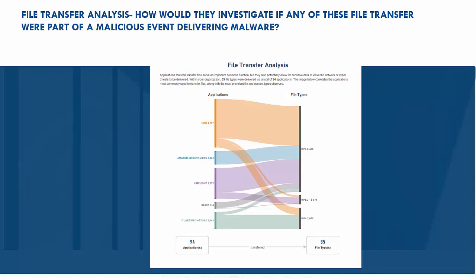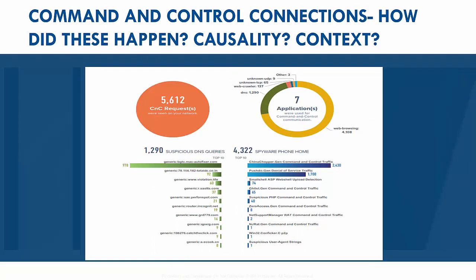So file transfer analysis. In the SLR, we get a view into what applications are being utilized to transfer different file types. Now, what if one of these file transfers was being utilized to deliver malware? How would a customer be able to investigate this in their environment? And then command and control connections. How do these happen? What's the causality behind it? And what is the full context of this event that happened?